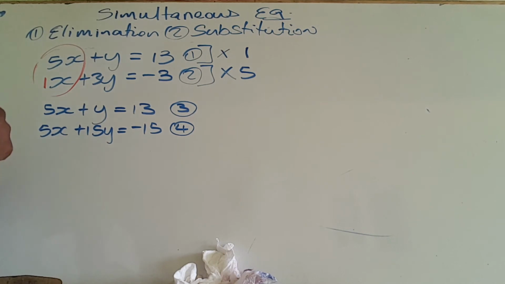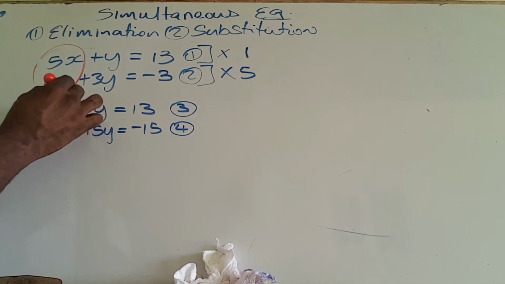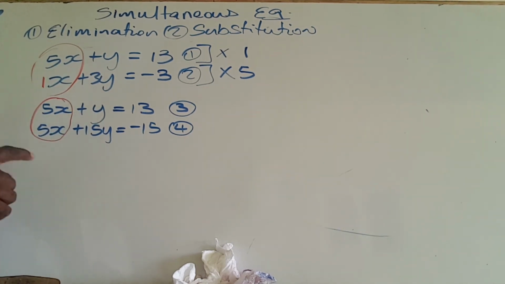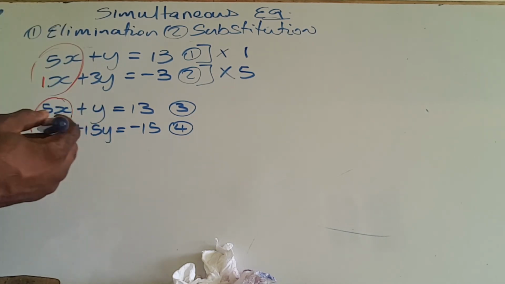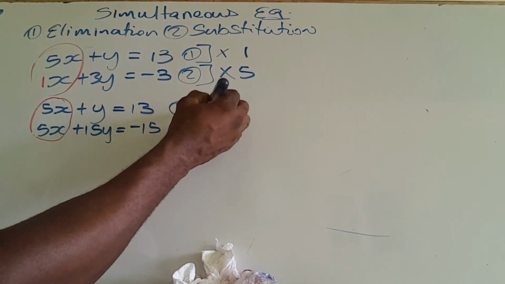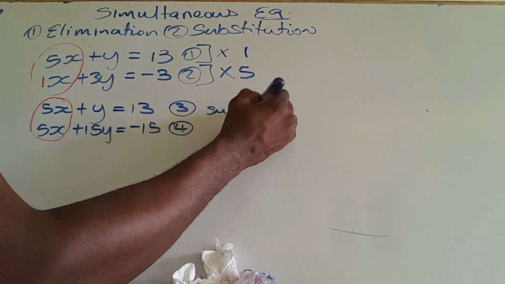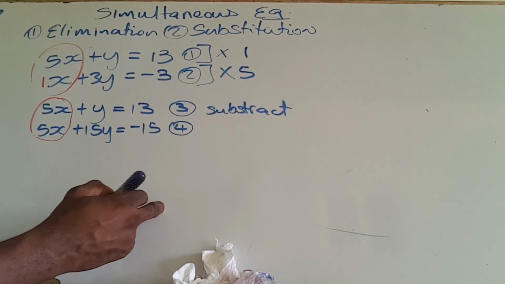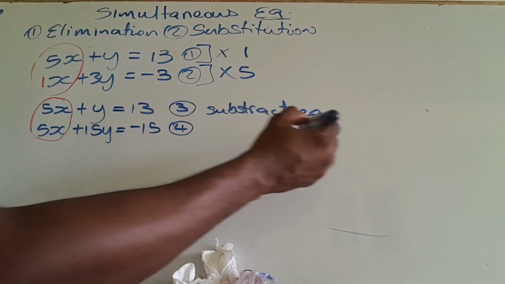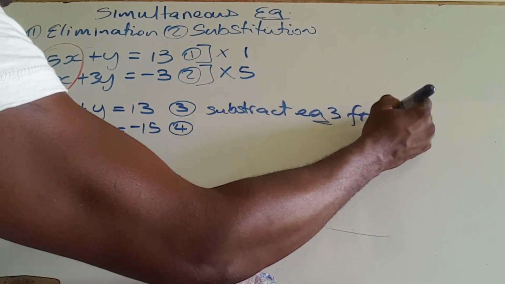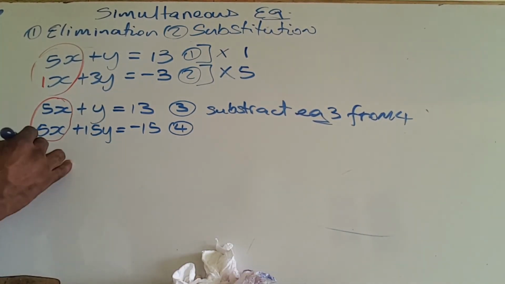Now at this stage, if you notice, my intention was to eliminate the x, and that is why I get back a 5 and a 5. This time the signs are the same. Because the signs are the same, I cannot add to eliminate. For me to eliminate these 5s, they are both positive, so I need to subtract. I'm just going to write on the side here that I'm subtracting equation 3 from 4, which means I'm going to write equation 4 out front.